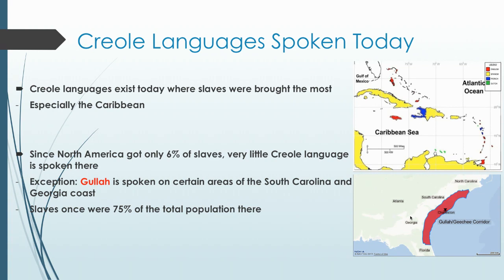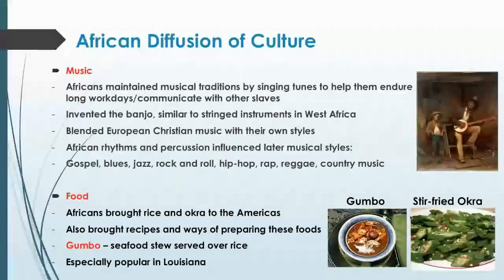And then our last slide, the African diaspora does, of course, bring a diffusion of African culture. One of the big ones is music. African music is absolutely the root of most, if not all, of the popular genres that exist in the United States and around the world today, because of the rhythm instruments and the stringed instruments that the Africans brought over. They are going to influence the musical styles of gospel and blues and jazz and rock and roll and hip hop and rap and reggae and country music. All of these things can trace their ties to African culture.